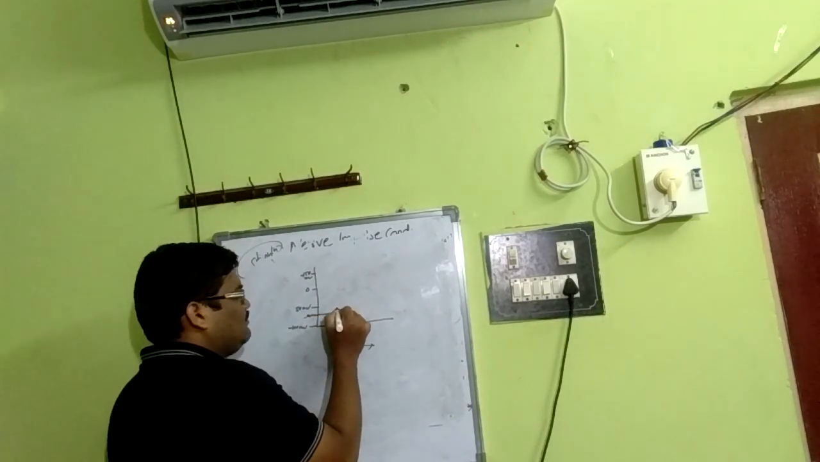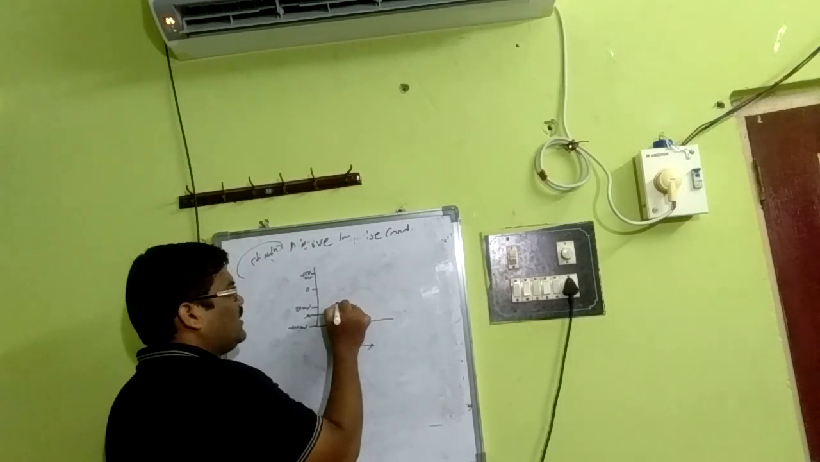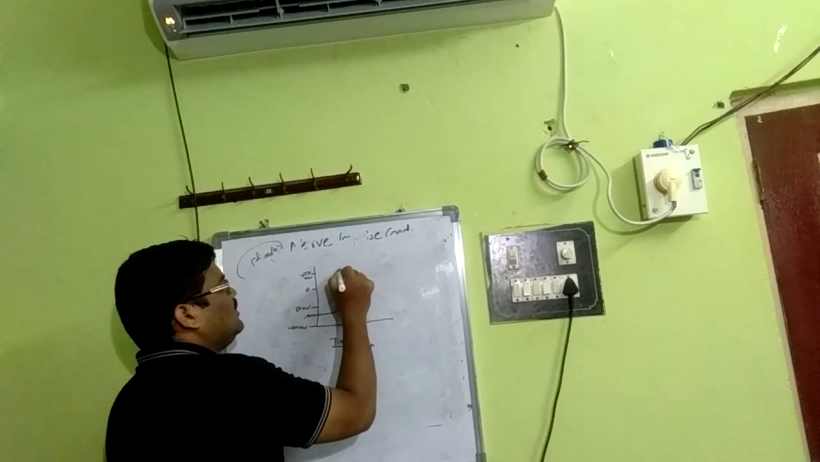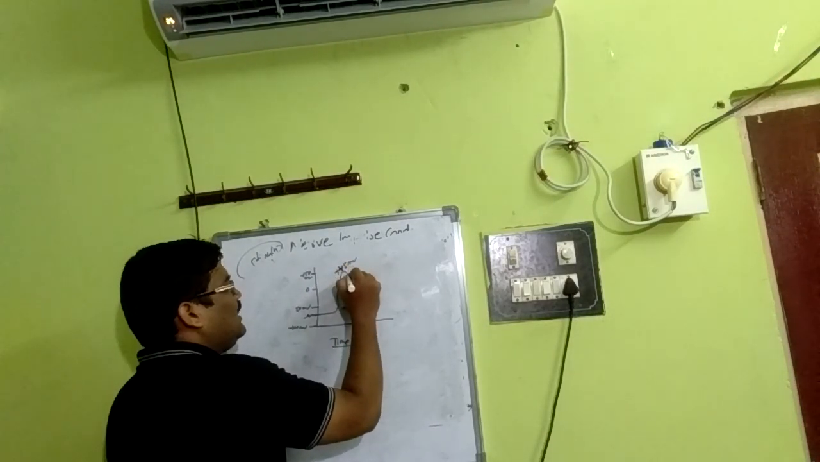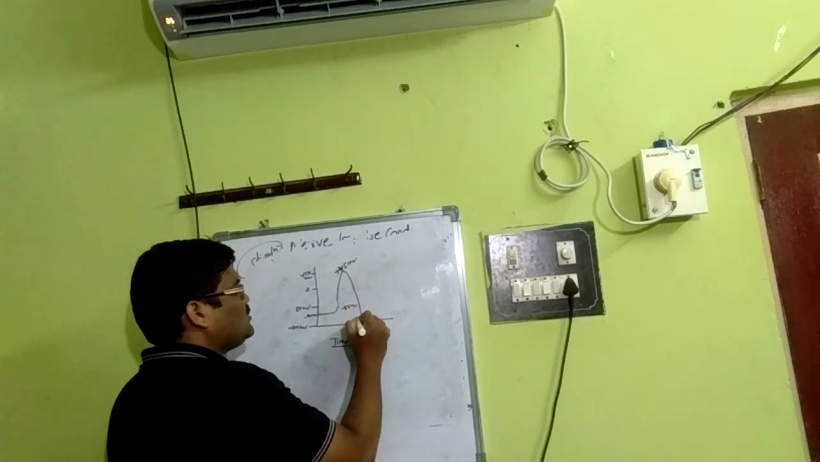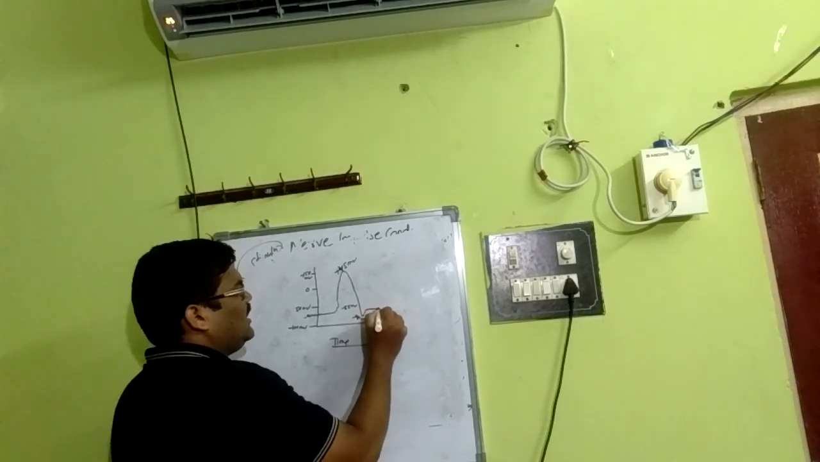When it touches the threshold of minus 55 millivolts, it will generate an action potential and it will reach up to plus 45 millivolts. That means depolarization. Then it will again come back, repolarization, down to minus 90 millivolts. Then hyperpolarization, minus 90 millivolts. Then when the potassium gate channel's activation gate gets closed, minus 70 millivolts gets restored.